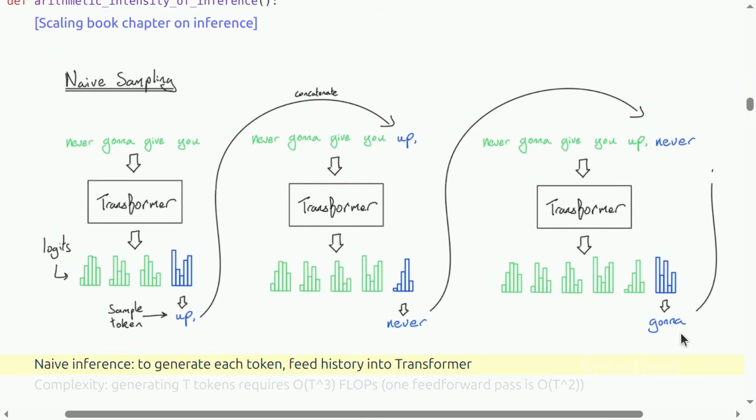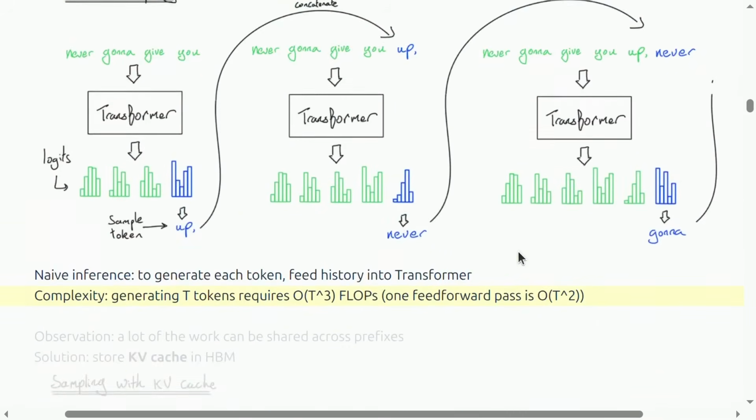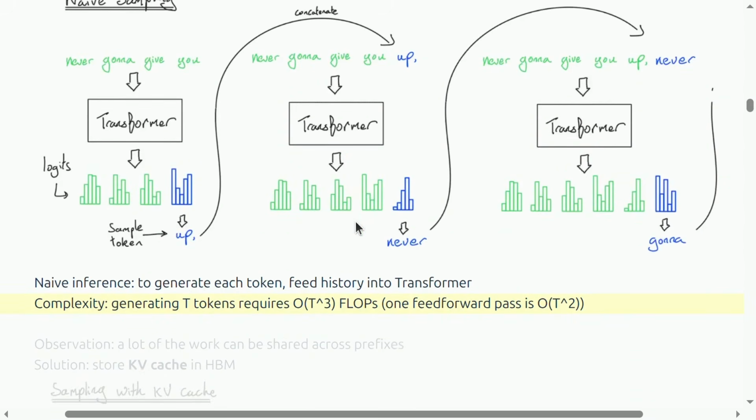This works, but it's really bad, because each time you generate one token, you take order t squared time, where t is the number of tokens generated so far. So generating t tokens is actually t cubed, because the attention is already t squared, and you have to do that once for every token. So this is pretty bad.